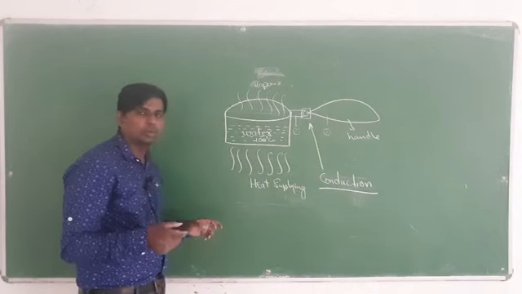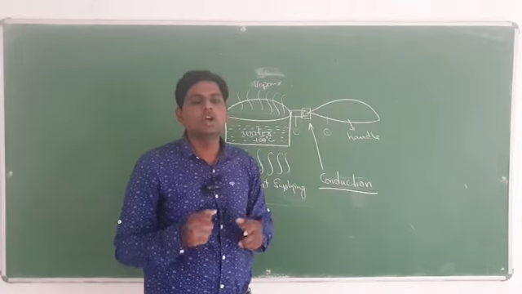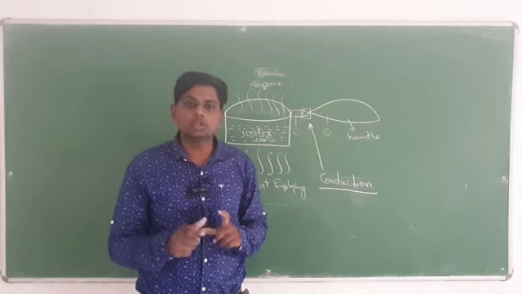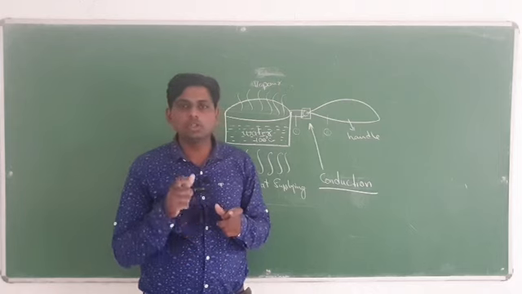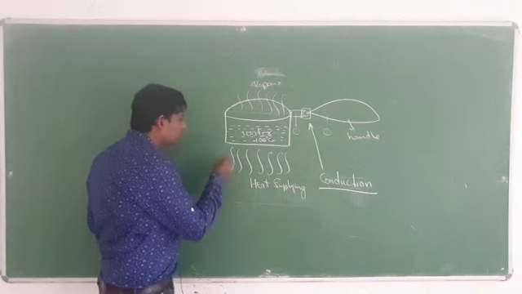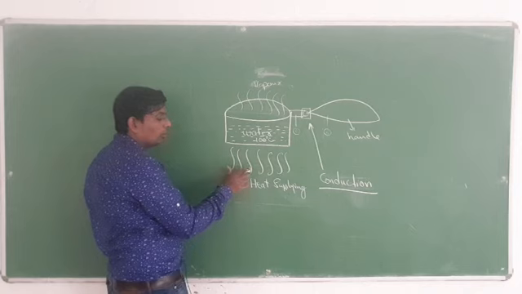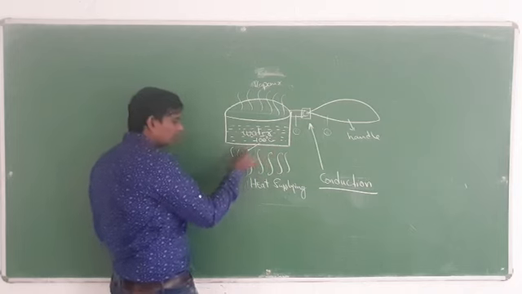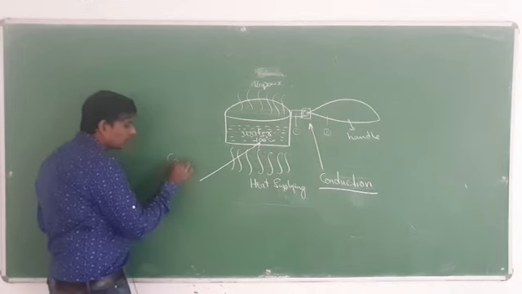Now, let's go for convection. As I told you the definition of convection, if heat transfer takes place from solid to liquid or liquid to liquid. As you can see, this can is the solid body, and this one is the liquid or vapor. From here heat transfer is taking place. This type of heat transfer is known as convection.